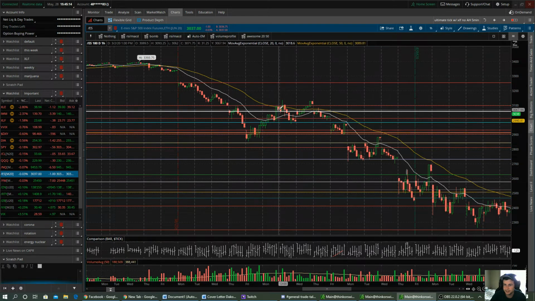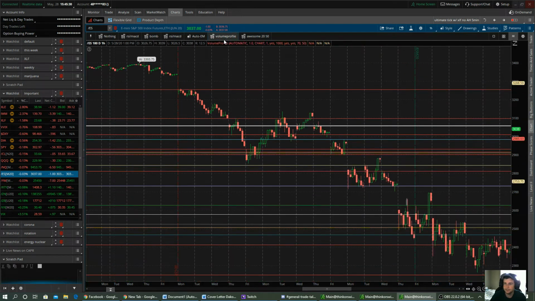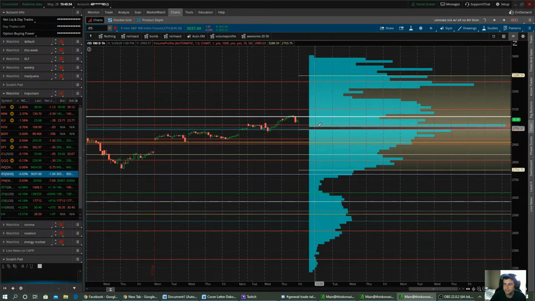It got to 3030, back to 3030, and back again. 3030 right around here was definitely what we call a magnet point. It's a point where the market just gets comfortable. And if we go to the volume profile, you're going to see that 3030 is right at the top of this big range. Here's the range.